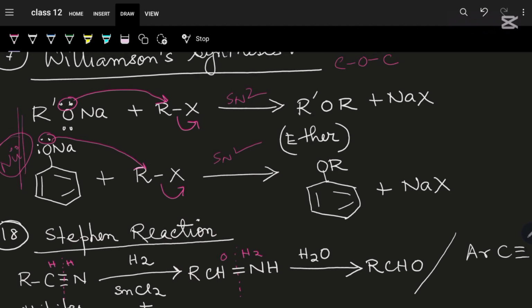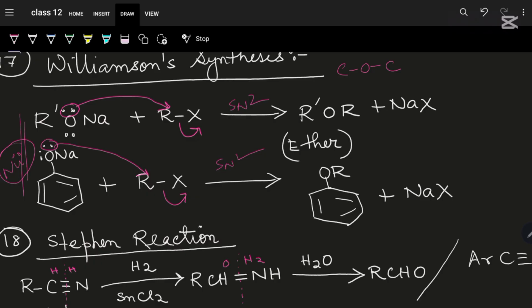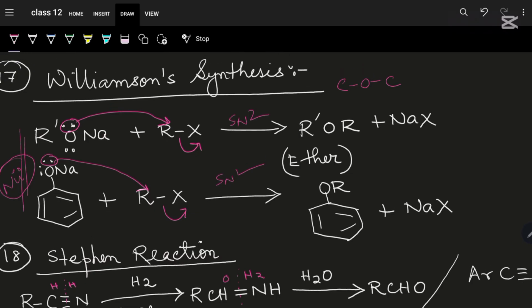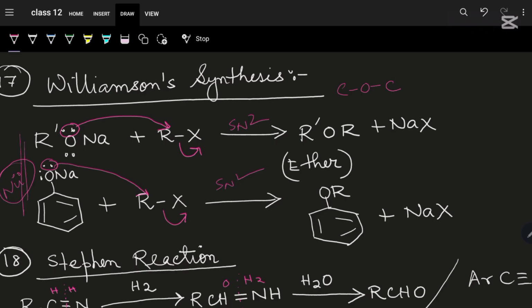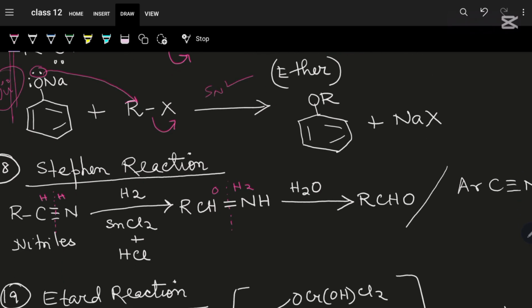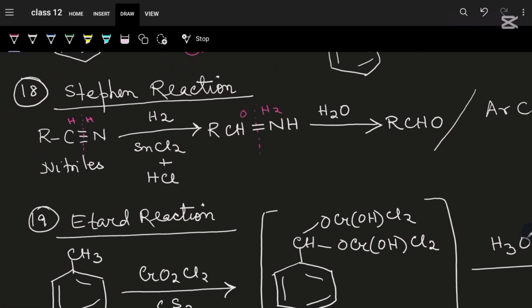So when you get such questions where the ether is given and you are supposed to choose the set of materials from which you can obtain this using Williamson, always keep in mind the more bulky one will always be the nucleophile. The less bulky one will be the alkyl halide. Because it is an SN2 type reaction, the substrate should be less bulky.